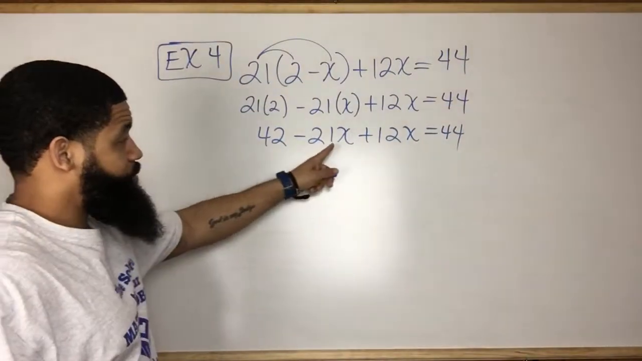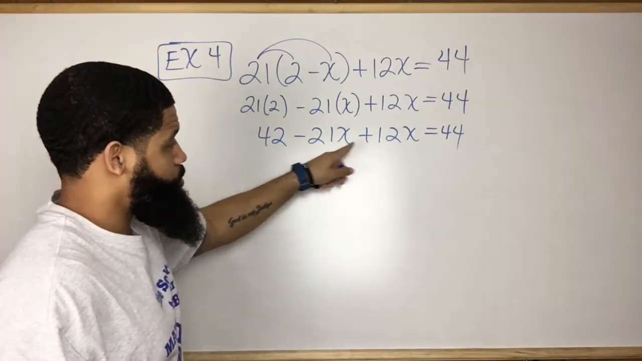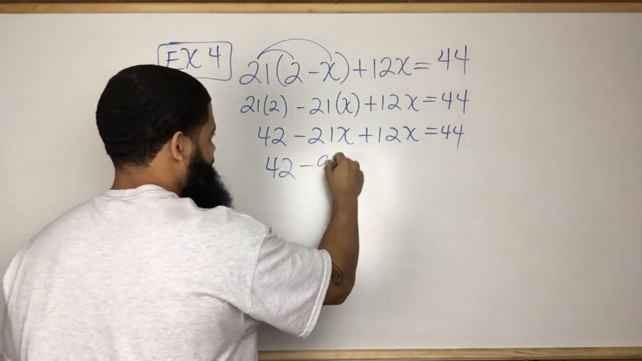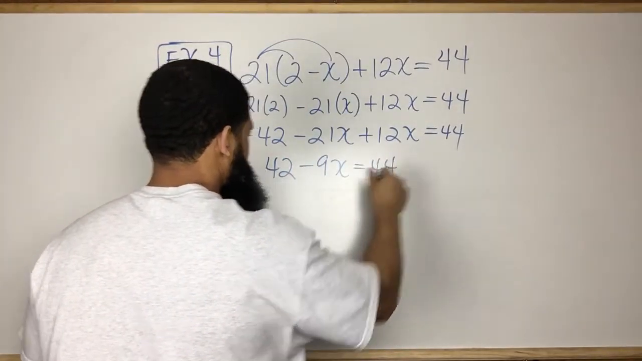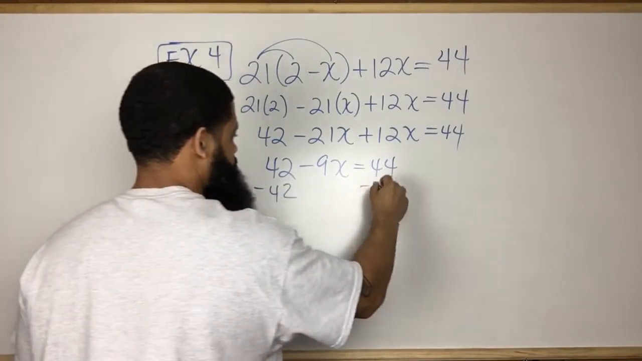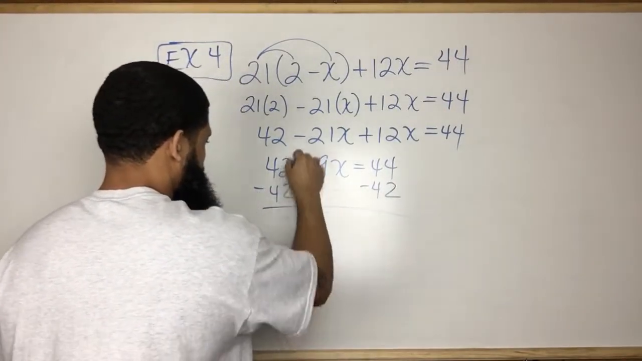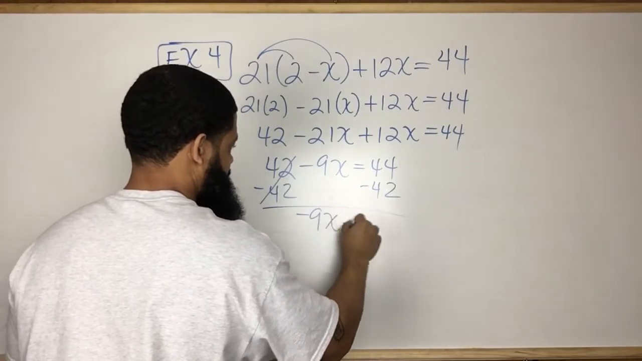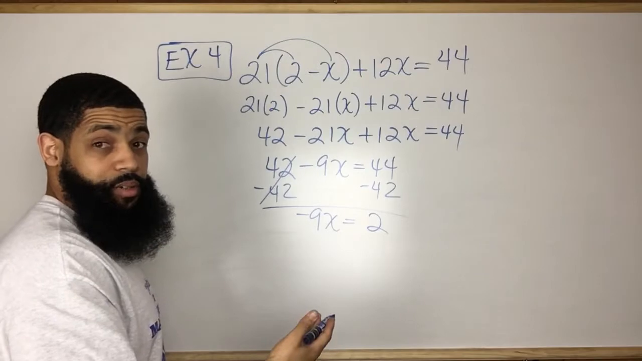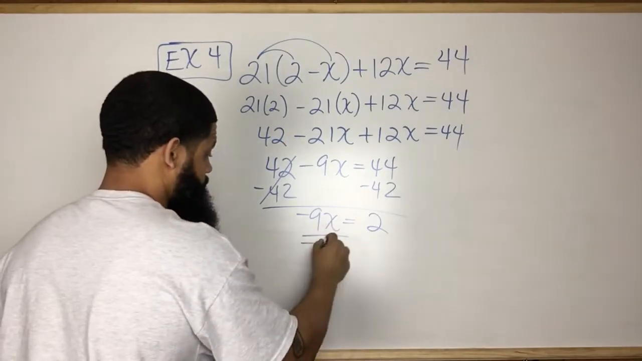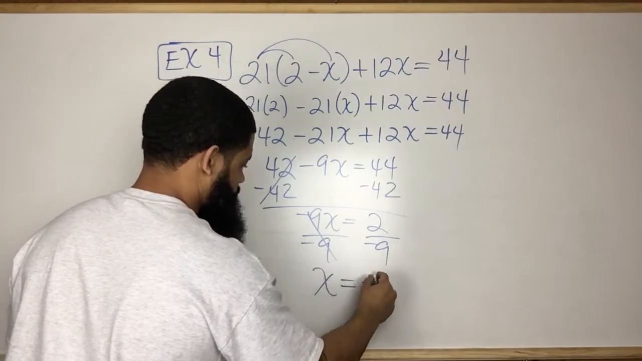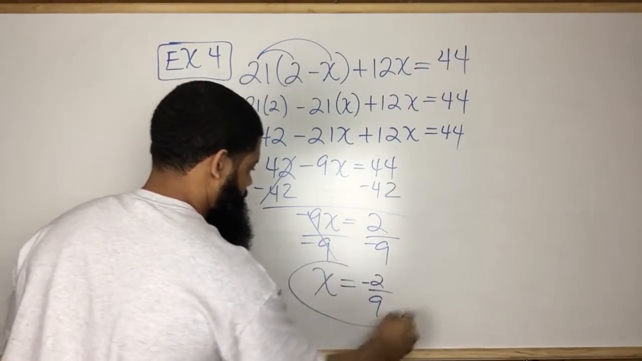Now we have like terms, all right? So minus 21x plus 12x. So we have 42 minus 9x equals 44. We want to take this over there. So minus 42, minus 42. Those cancel. Negative 9x equals 2. Opposite of multiplying by negative 9 is dividing by negative 9. Divide by negative 9, divide by negative 9. X equals negative 2 over 9.